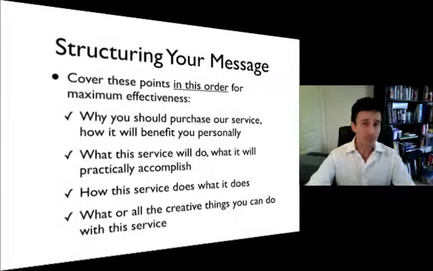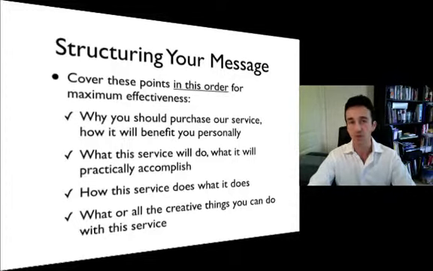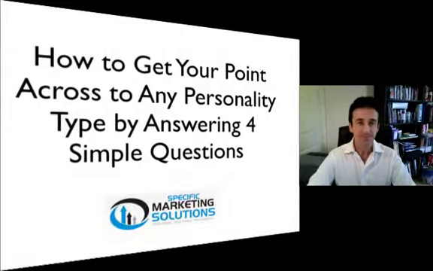So, this is the most important part. In structuring your message, you need to cover these points in this order for maximum effectiveness. Number 1, you need to answer why you should purchase our service, how it will benefit you personally. Number 2, what this service will do, what you will practically accomplish from it. Number 3, how this service does what it does, and then lastly, what or all the creative things you could do with this service. So that's how to get your point across to any personality type by answering 4 simple questions.